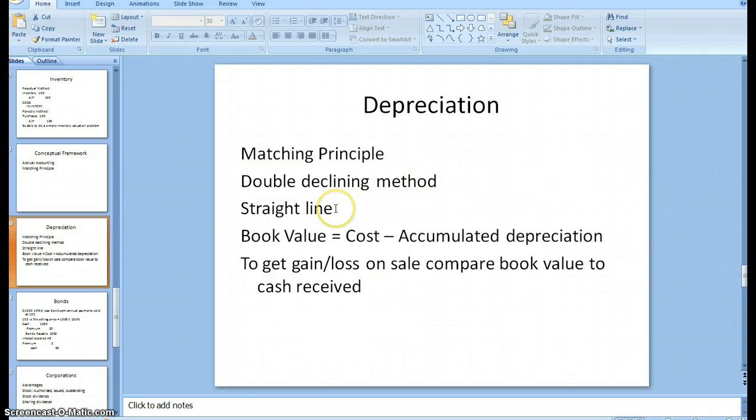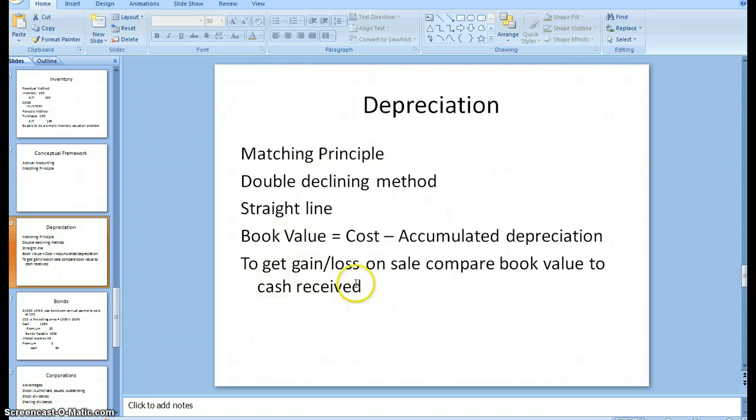The straight line method gives you the same depreciation every period for the life of the asset. The book value of an asset is cost minus accumulated depreciation. So in year 1, if you're using the double declining method, the book value is just the asset cost. And so all of this ties together.